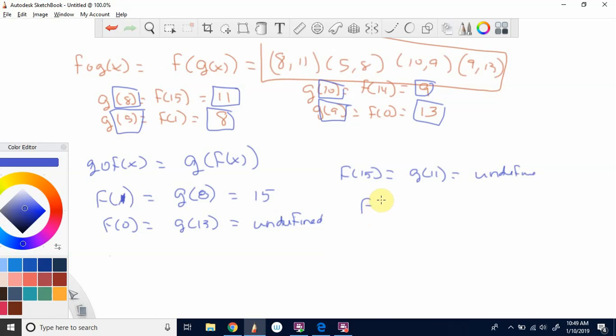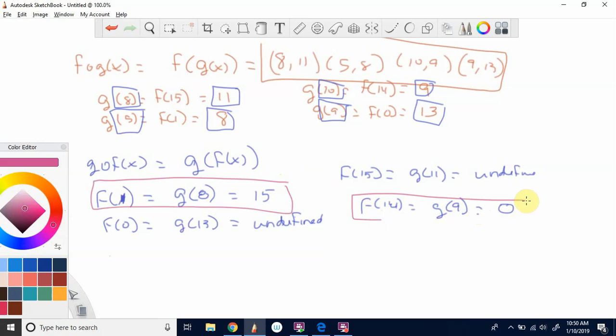Then I go to f of 14, which gives 9, and g of 9 is 0. So in this one, only 2 of them are defined. So g∘f and f∘g may or may not be defined. One of them may be defined and the other one may not, or parts of it.